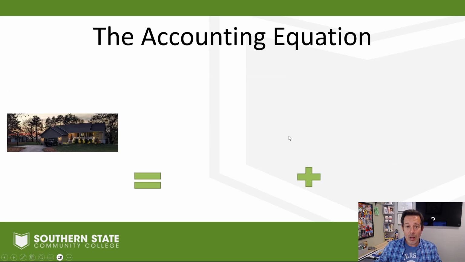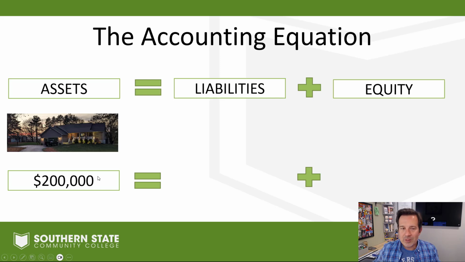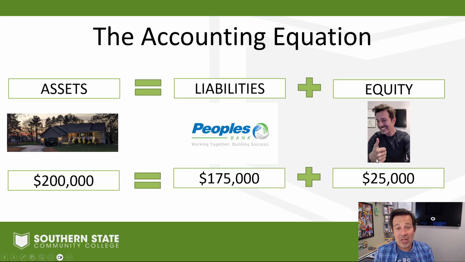What about a home? Exact same scenario. I got my house here. Let's say, for the sake of argument, that I have $200,000 is what I paid for that home. I borrowed $175,000. I put $25,000 down. Again, asset, stuff equals claims to stuff. Liabilities and equity. Creditor, owner. As I pay down that mortgage, liabilities goes down, equity goes up. Right on, everybody with me?